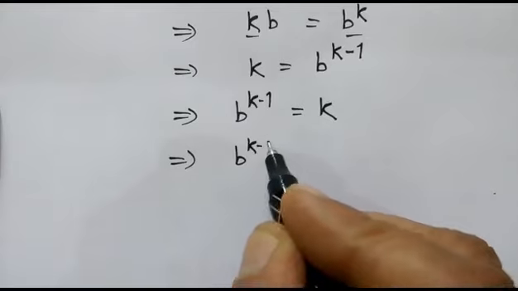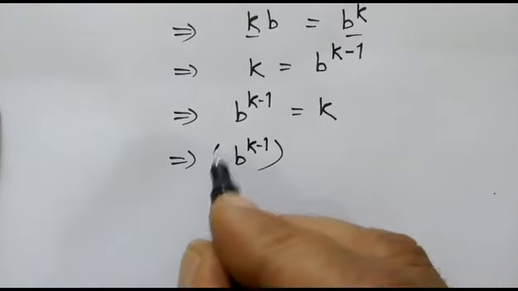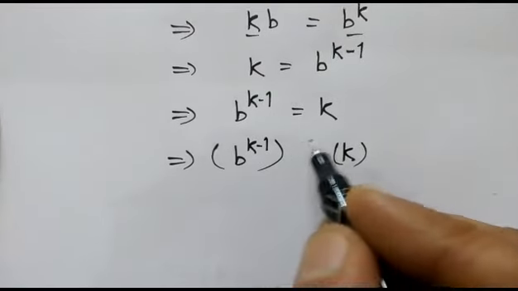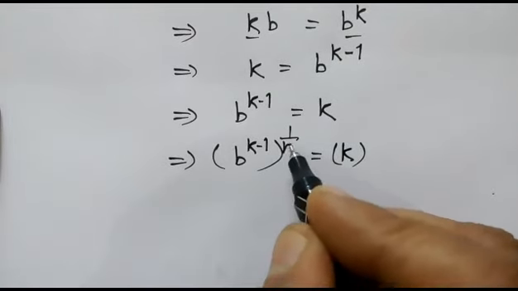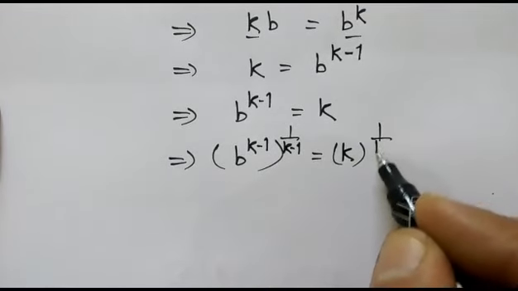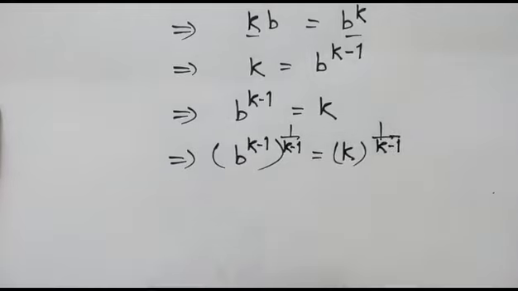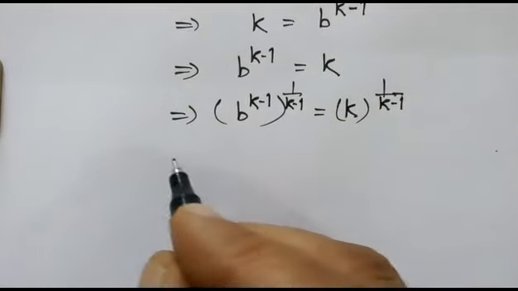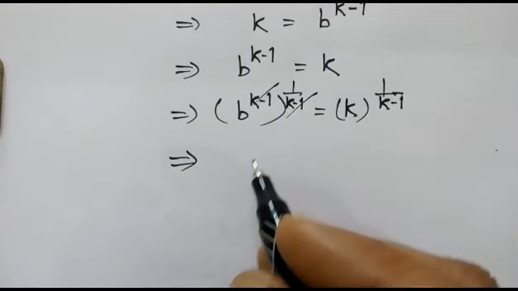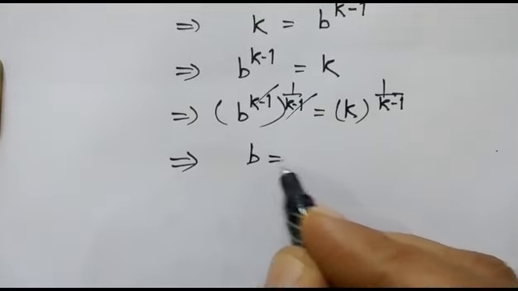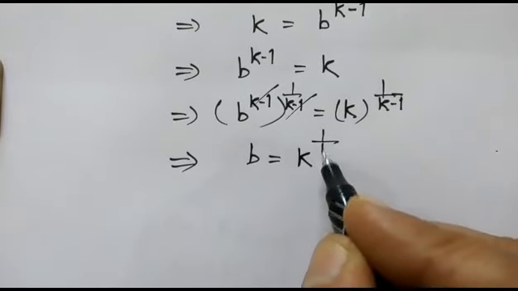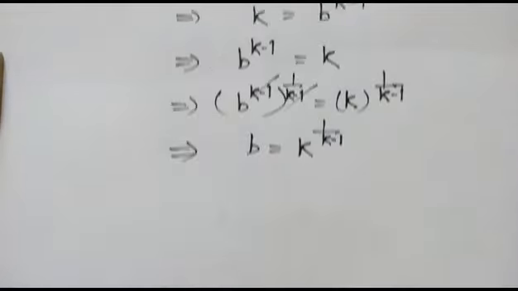B to the power k minus 1 is equal to k. If we multiply the power by 1 over k minus 1 on both sides, this and this get cancelled out. Now we have b is equal to k to the power 1 over k minus 1.